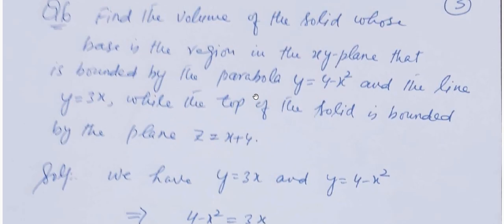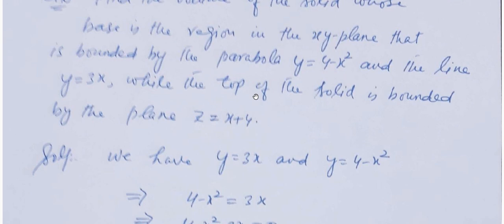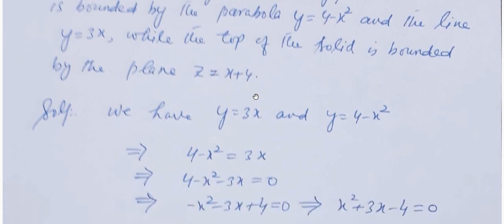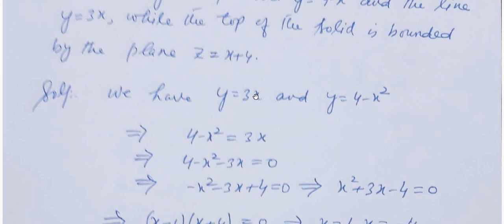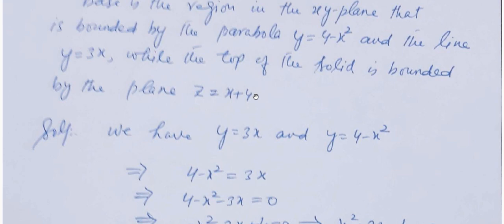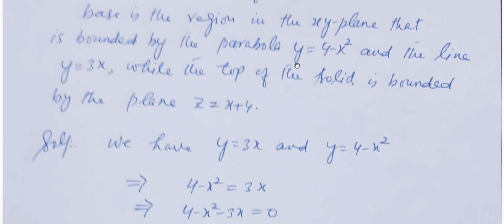If you remember the previous lecture, we solved one question for volume, and this is almost similar, but now it is a non-rectangular region. The previous one was a rectangular region. So here again, first of all you have to find the limits of x and y. For that, one way is to draw the graph of this, and the other way is to solve it algebraically, because there are two equations given, y is equal to 4 minus x square and y is equal to 3x.